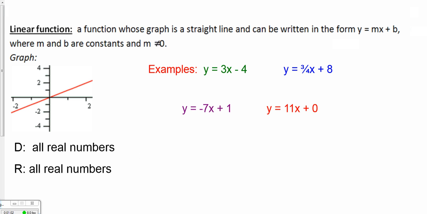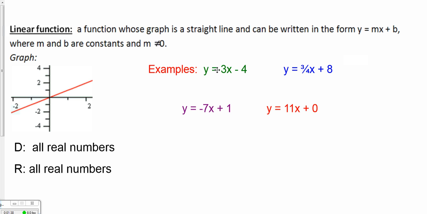So let's look at some specific functions then. Linear functions, we've already worked with these, is a function whose graph is a straight line and can be written in the form y equals mx plus b, where m and b are constants and m does not equal 0. What that means is m and b just aren't variables, they're actual numbers that we're plugging in for those values. And for our purposes, we're not going to have m is 0, so we're not going to use any horizontal straight lines. So examples of this would be y equals 3x minus 4.